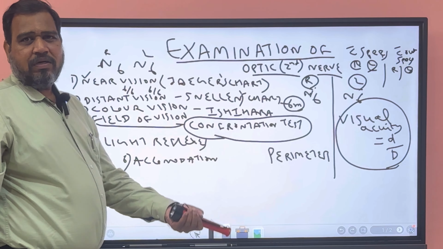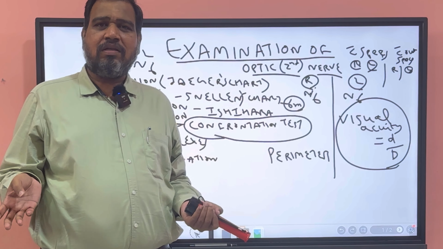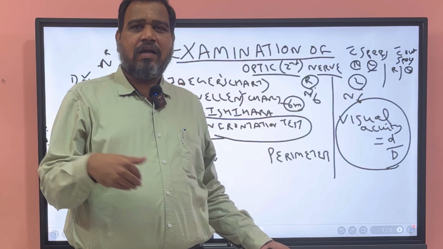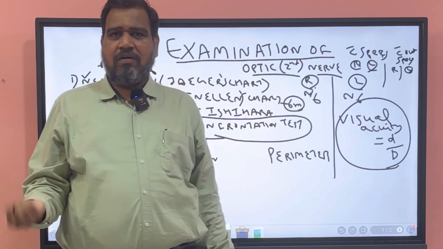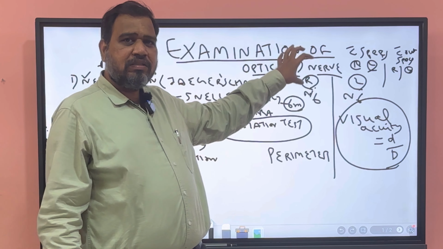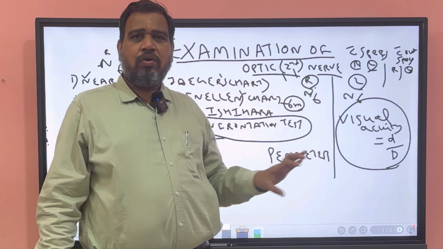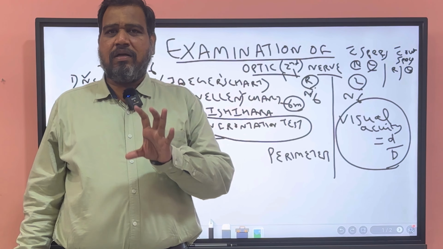Light reflexes, just now we demonstrated direct light reflex, indirect light reflex. Indirect light reflex is also called consensual light reflex, and accommodation reflex. So for all these reflexes, afferent is the second nerve, efferent is the third nerve. So this light reflex and accommodation reflex should definitely be done in the examination of the second nerve. So in today's video, we discussed in detail how to examine the second cranial nerve.